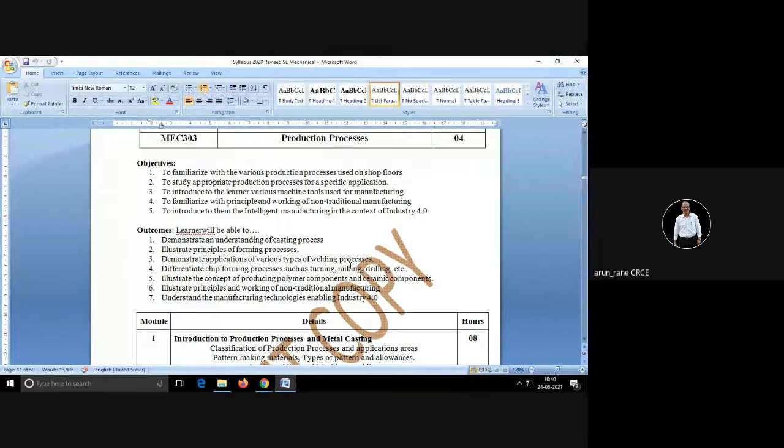Then various types of welding processes like arc welding, CO2 welding, submerged welding, argon welding. Then chip forming processes like turning, milling, where the chips are formed. Then polymer components and ceramic components. Polymer is nothing but plastics. So here we should be able to illustrate what is injection molding, what is blow molding, transfer molding, and how the ceramic components can be produced. Then non-traditional manufacturing, and then digitization.